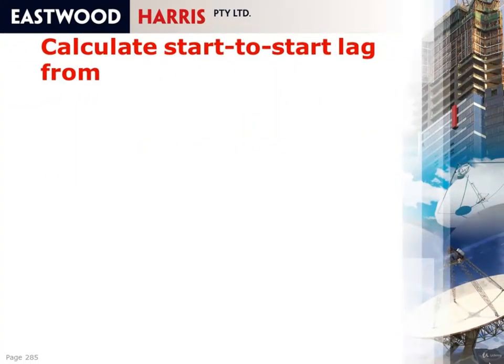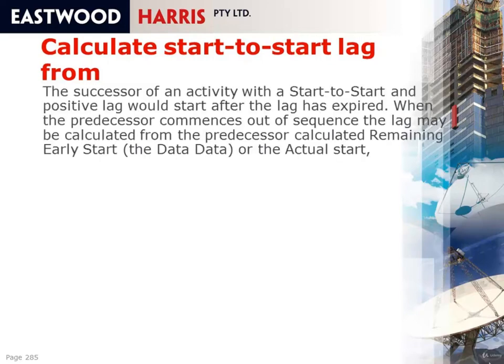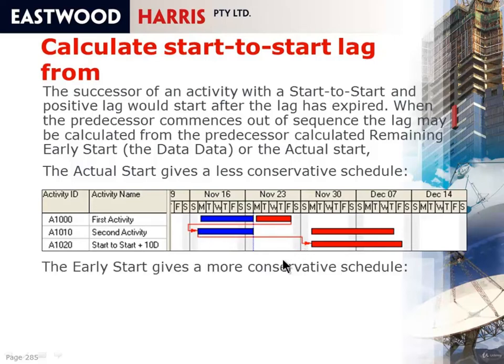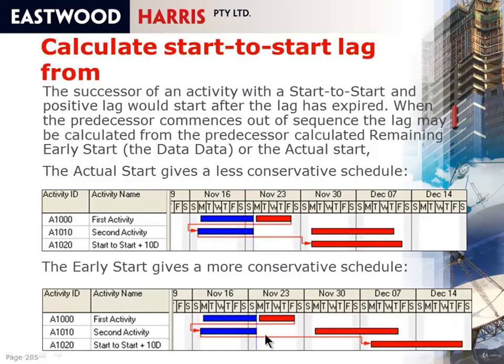Calculate start-to-start lag from. The successor of an activity with a start-to-start lag and a positive lag would start after the lag has expired. But when the predecessor commences out of sequence, the lag may be calculated from the predecessor's calculated remaining early start, which is the data date, or the actual start. So let's have a look at the pictures and explain this. What we have here is the actual start, and therefore the lag here is calculated, which is a 10-day lag from the actual start. Whereas the early start gives a more conservative schedule where this lag is now being calculated from the data date.